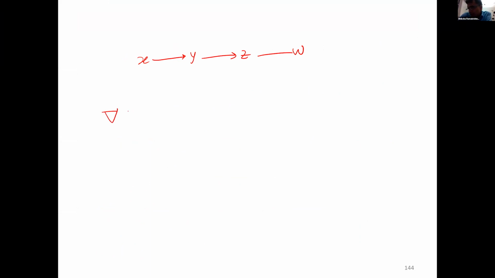What is the derivative of w with respect to x? What's it going to be? Anyone? Yes. It is. Go ahead. Yeah. It is the derivative of w with respect to z multiplied by the derivative of z with respect to y multiplied by the derivative of y with respect to x.